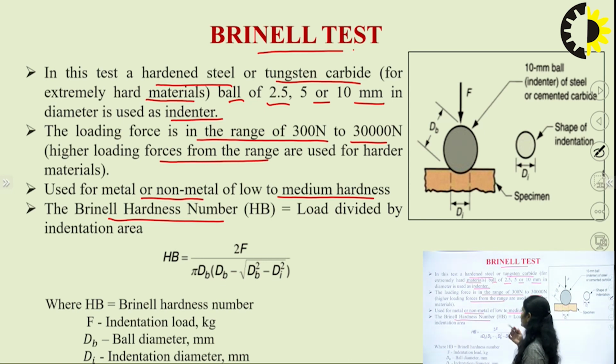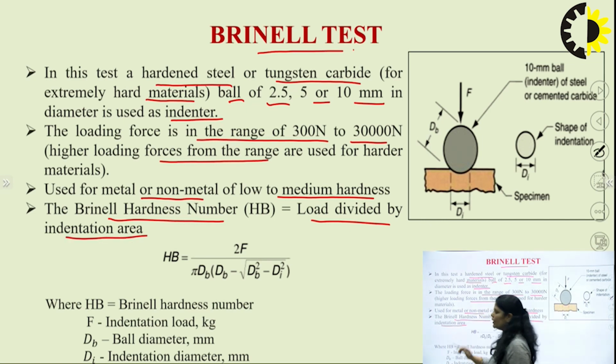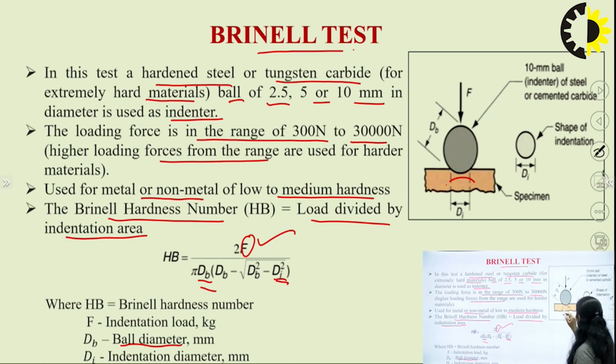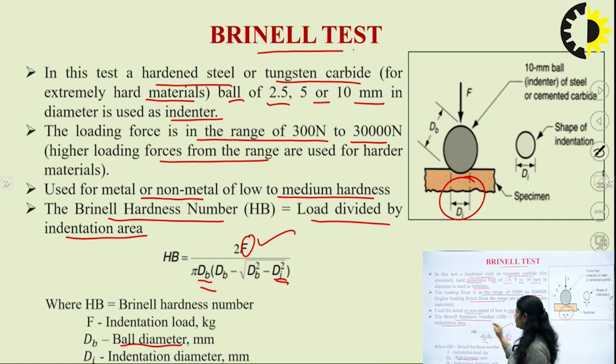So we can find out the Brinell hardness number as the load divided by the indentation area. This is the formula for it. This is the load applied, dB is basically the ball diameter, and di is the indentation diameter. This one is the indentation diameter. With the help of this formula we will get a number that will show the Brinell hardness.